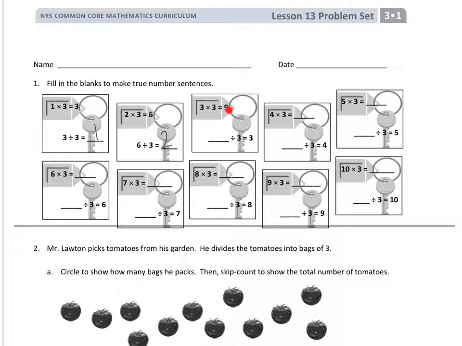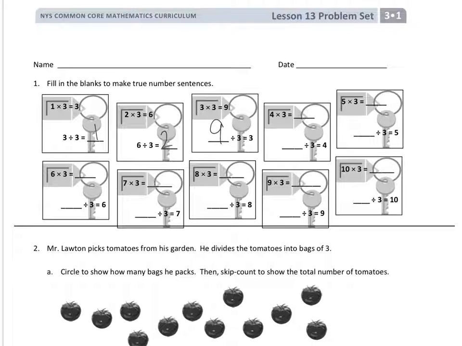3 times 3 equals 9. Blank divided by 3 equals 3. So that's flip-flopped on us this time. This time we don't need the answer, we need the total. So my total is 9.